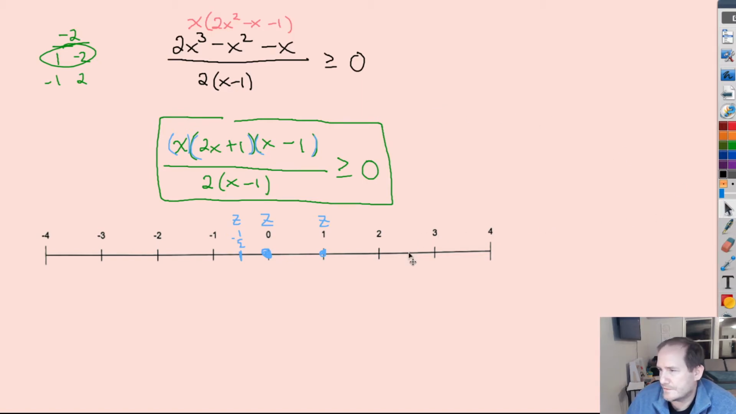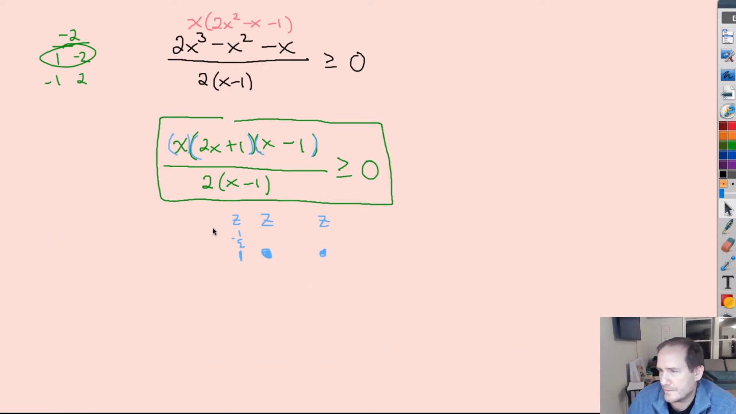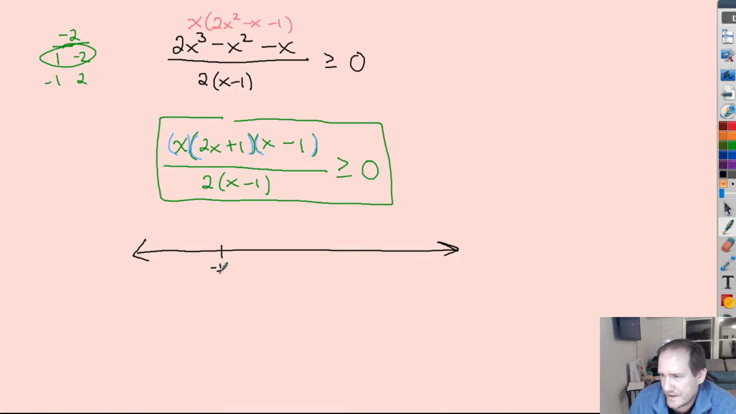And you know what? I'm not going to use this number line because everything's too crushed together. Let's make our own number line. So now that we're making our own number line, we can just put negative 1/2 here, 0 here, 1 over there. Everything's still pretty squished. I could have spread that out more, but this is fine. Anyway, so 0 is a 0 for us. Negative 1/2 is a 0 for us.